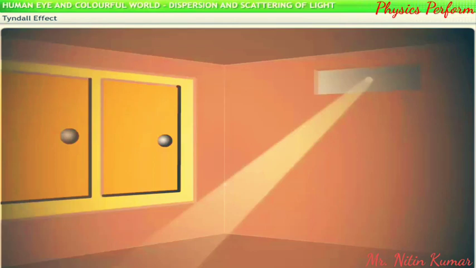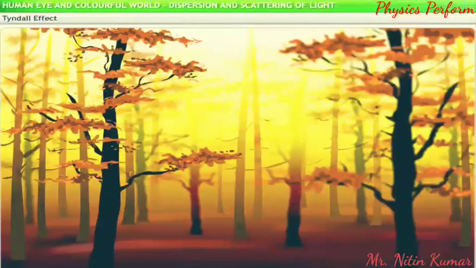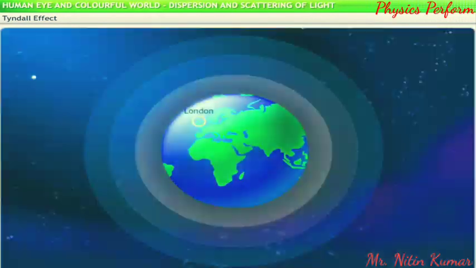The Tyndall effect can also be observed when a fine beam of light enters a room through a small hole, such as an aperture in a ventilator. This happens due to the scattering of light by particles of dust and smoke in the air. Similarly, when sunlight passes through the canopy of trees in a forest, you can see the Tyndall effect at work again. The mist in the forest contains tiny droplets of water which act as particles of colloid dispersed in air.